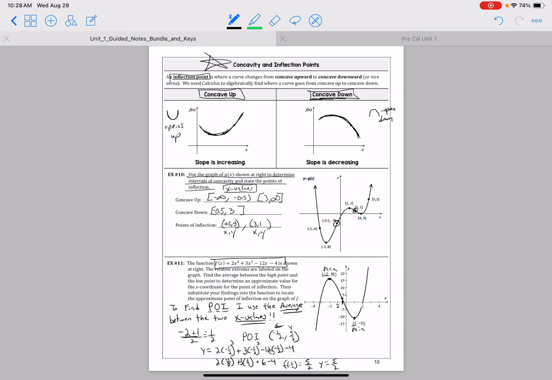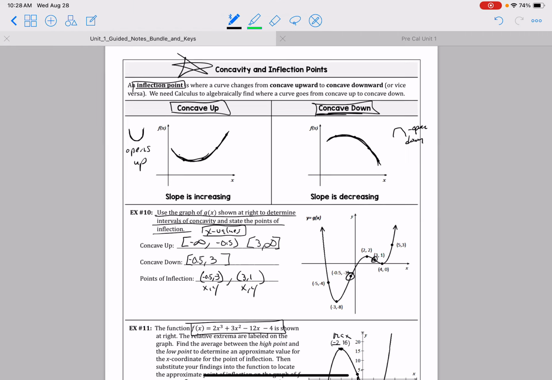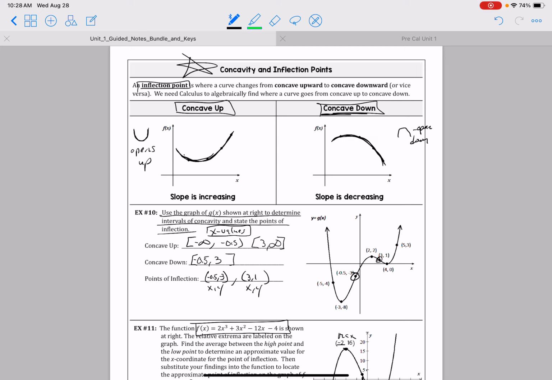Make sure you take a picture of the work that you have for this one. Go ahead and get that whole bad boy up on Google Classroom, and we will practice this in class tomorrow.